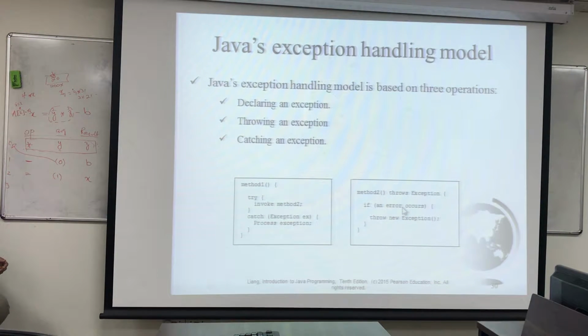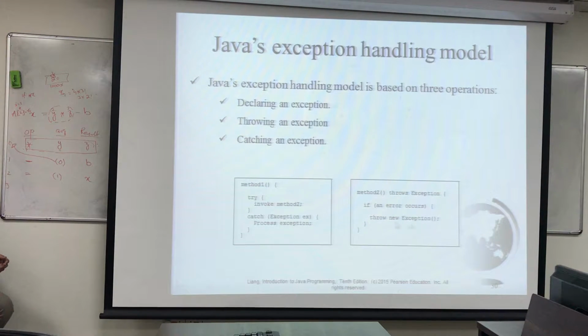You are throwing the exception here based on this condition. If the error occurred, then you are throwing the exception. Where it throws depends on who is calling this method. In this program, if you see these two boxes, method 1 is calling method 2. So this is try invoke method 2. The exception will be returned back here.